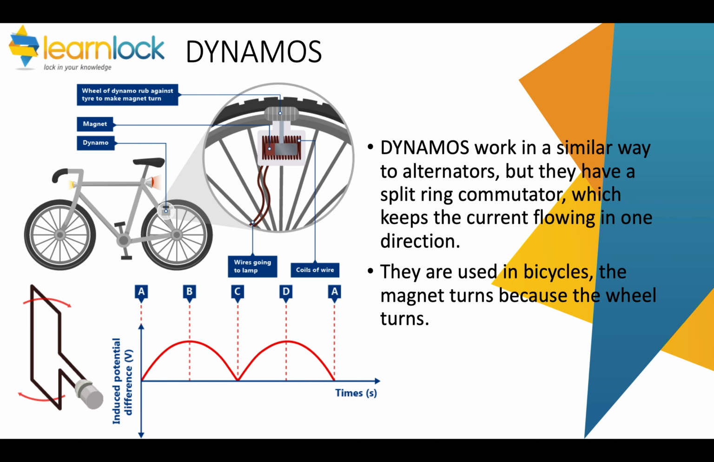Dynamos work in a similar way, but they have a split ring commutator, and that keeps the current flowing in one direction as shown in the graph. They're used in bicycles, and the magnet turns because the wheel turns when the person cycles. And then this can be used to, for example, create electricity, which will cause a bike light to go on.